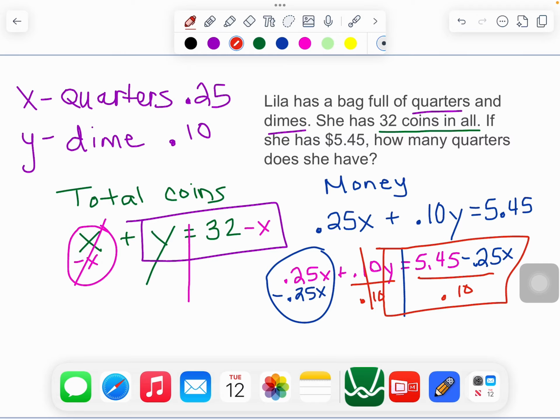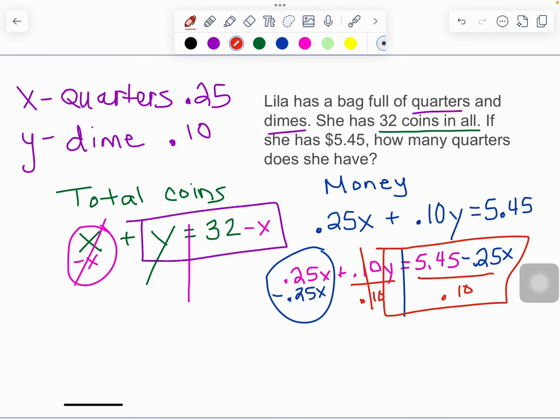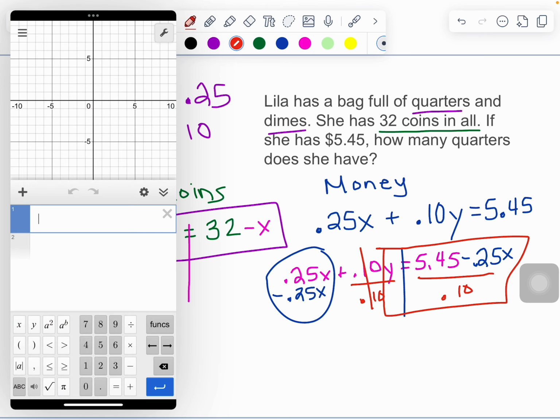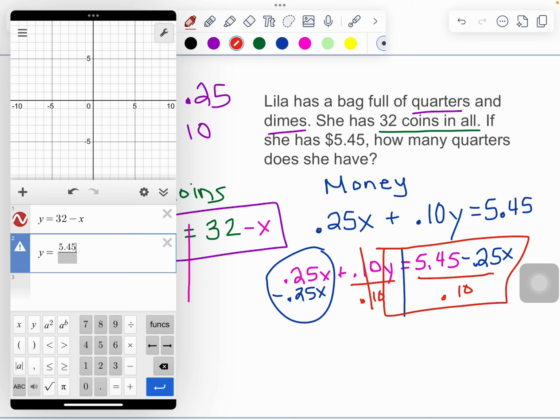So let me pull up my calculator. Y equals 32 minus X is our first one. And then Y equals, divide, 545 minus 0.25X over 0.10.